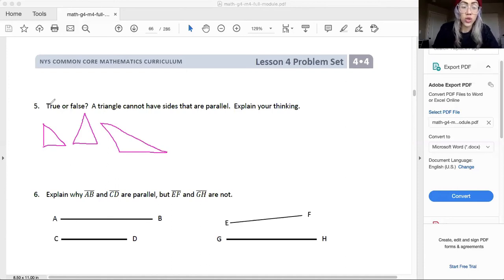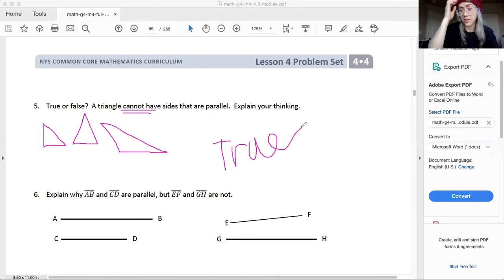So true or false? A triangle cannot, look carefully, cannot. So the answer is true. It's true that it cannot have sides that are parallel. Look at the wording. And the reason is, you need to explain this. You can't just leave it true. You need to explain it. Why can a triangle not have parallel sides? Why is it impossible? So go ahead and answer that on your own.